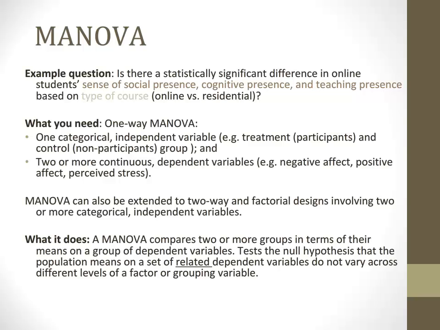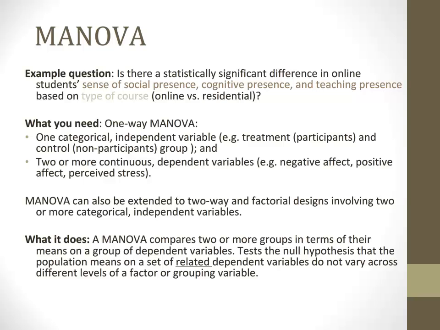And this is because a MANOVA actually looks at the linear combination of the dependent variables together before each is considered separately. So again, a MANOVA helps you compare two or more groups in terms of their means on several correlated dependent variables. Now, we just talked about a MANOVA and when to use it.